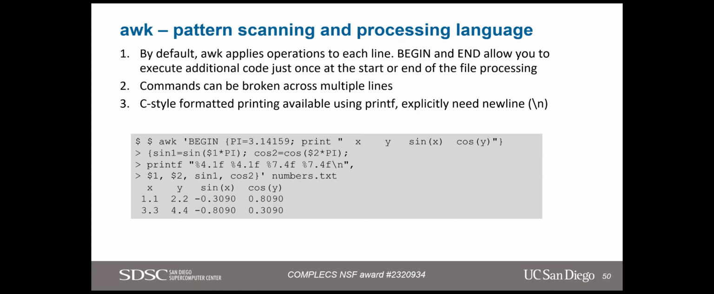In some cases, we want things to happen just at the beginning or the end of, let's say, our program. And so to do that, we just use the keywords BEGIN and END. So in this example, we want to make sure that we have a header, and we want to initialize a variable before we start our actual calculations. So we use awk, in the single quotes, BEGIN. Then the action will be in squiggly brackets.